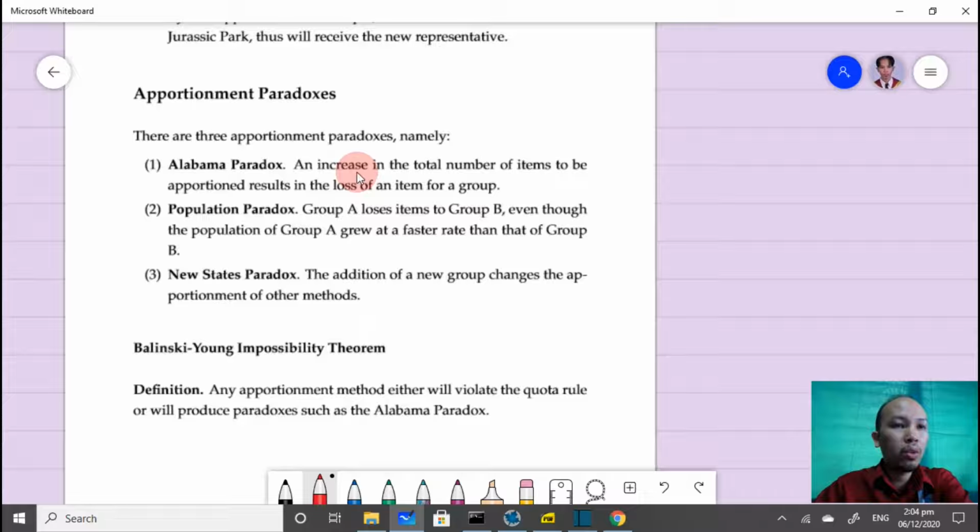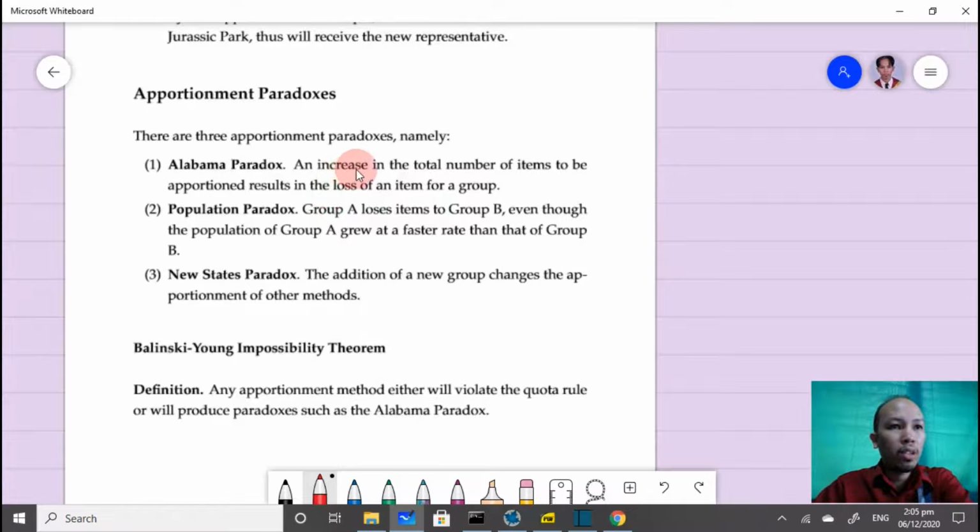If you are going to increase the total number of items to be apportioned, this is the same as the number of people to be apportioned. But as I've discussed before, the apportionment method is not limited to the population of people. You can have, like this one, total number of items.